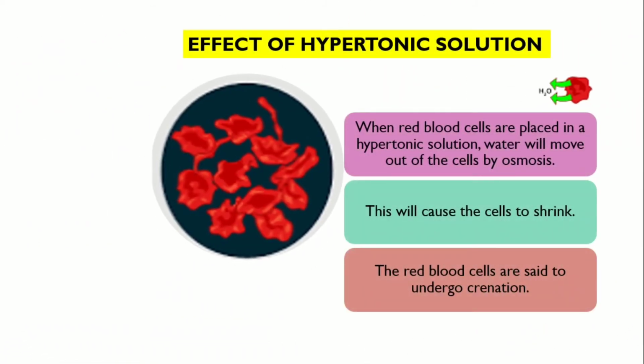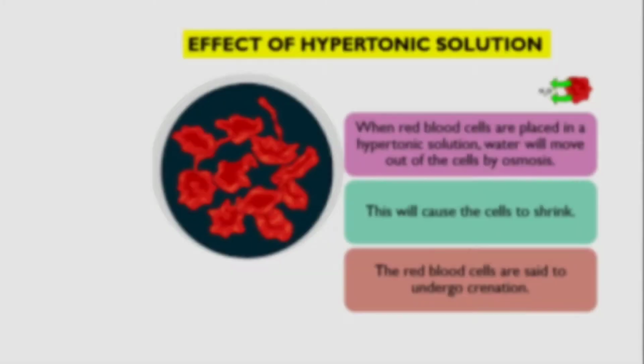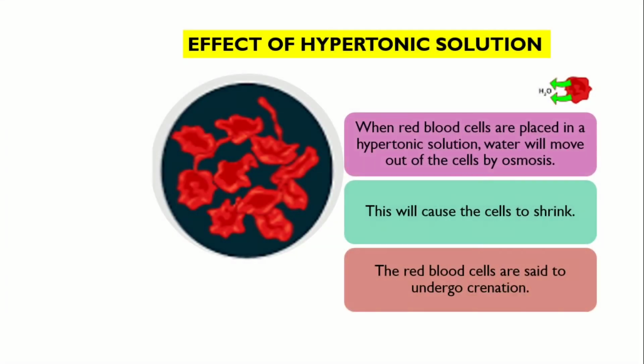And this is the effect of the hypertonic solution. When red blood cells are placed in a hypertonic solution, the water will diffuse out of the cell by osmosis. This will cause the cell to shrink, and the red blood cells are said to undergo crenation. This condition of the red blood cell is called crenation.